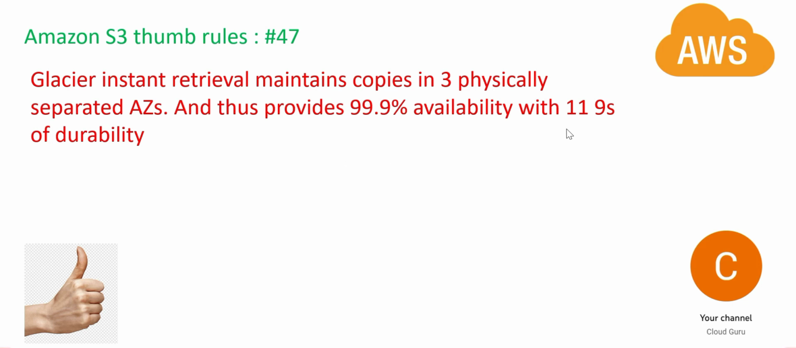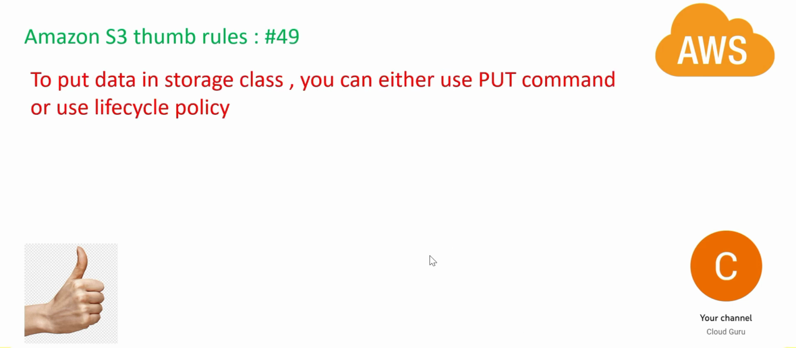Now across the storage classes, if you want to put the data, you can use the put command. You can upload directly using the management console. You can use API commands like put, or you can use a lifecycle policy. It will automatically transition after 30 days. Suppose you set a lifecycle policy that anything in S3 Standard, after 30 days, should automatically transition to Standard IA. It will happen. You can set a lifecycle policy, and it will happen.